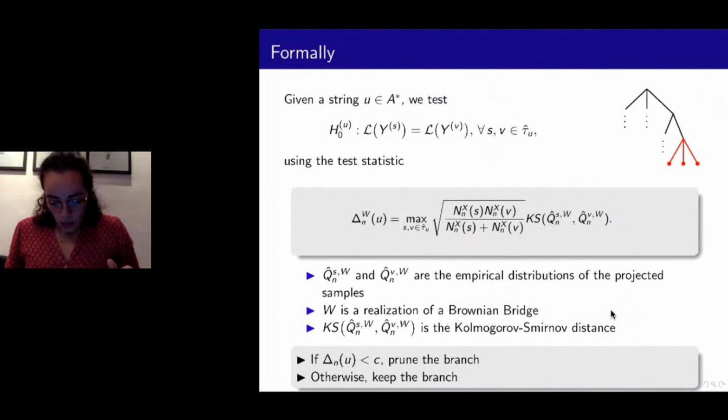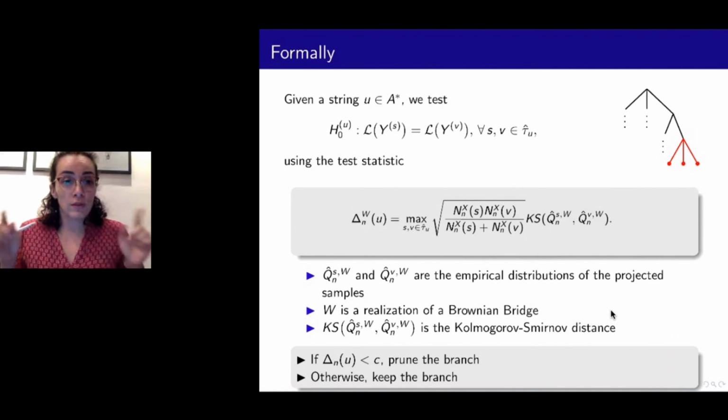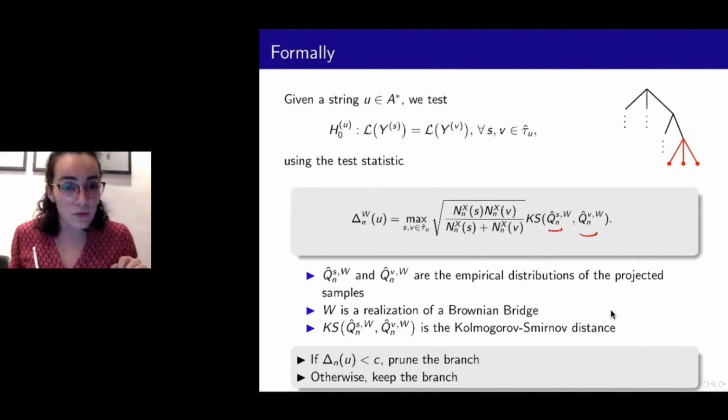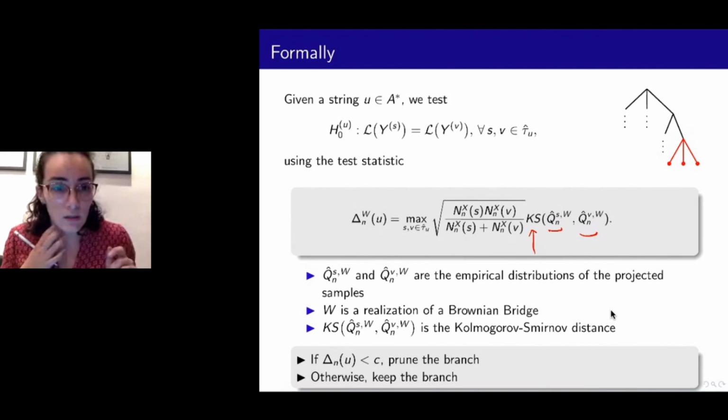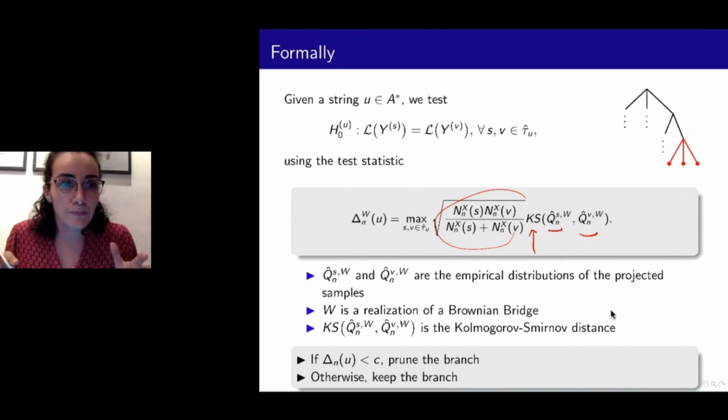Okay. Just to be a little bit formal, this is the way we adapt the Kolmogorov-Smirnov test to the projected sample. So these are the empirical distributions of the projected data. This is the Kolmogorov-Smirnov distance between these empirical distributions. And this is something that we need when we are applying the Kolmogorov-Smirnov test to samples, okay?